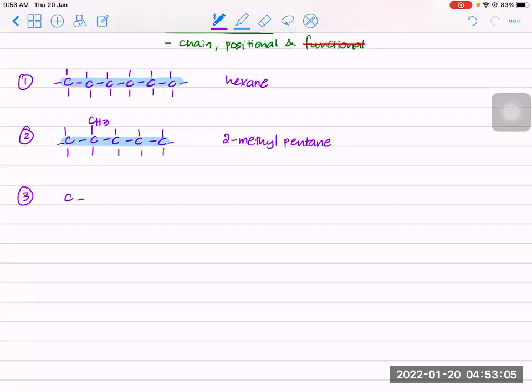Now, you further need to shorten the chain, but you have other possibilities. You can now move the CH3 here. And this would be 3-methylpentane. This is also an isomer.